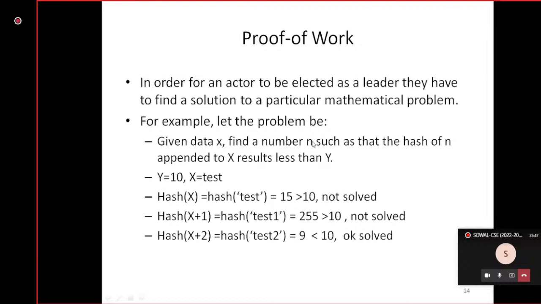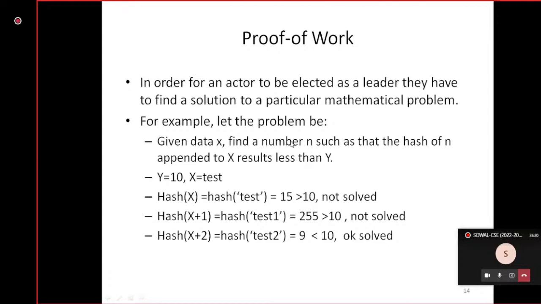If I want to mine the particular block, I have to find the value of this n, which I add to x, so that my result is less than y. This is the puzzle, and every node has to solve it. Here is an example. x is "test", this is our data, and if I compute the hash of "test", I get 15, which is greater than 10. That means the puzzle is not solved.